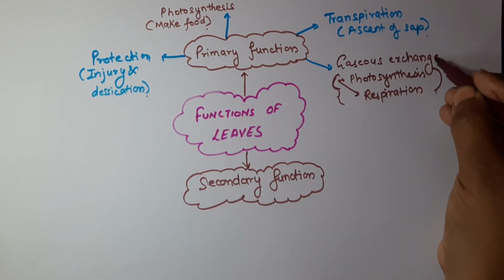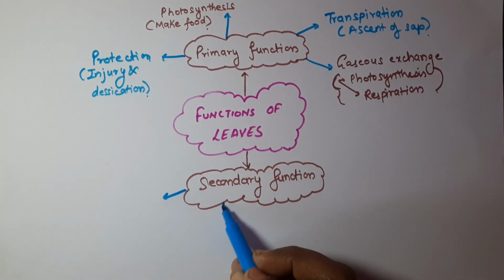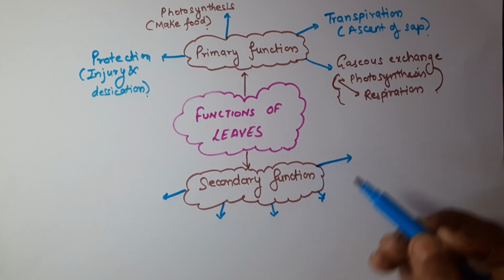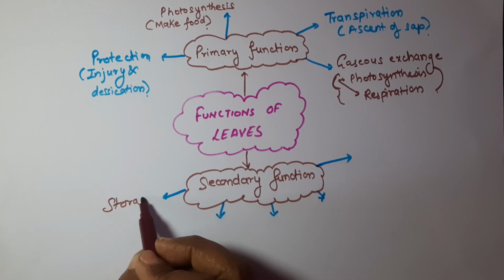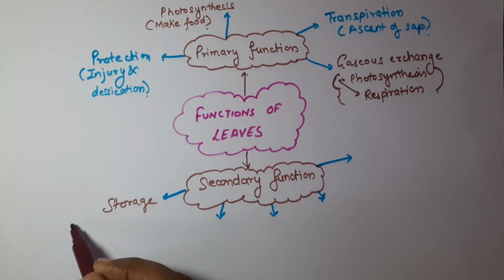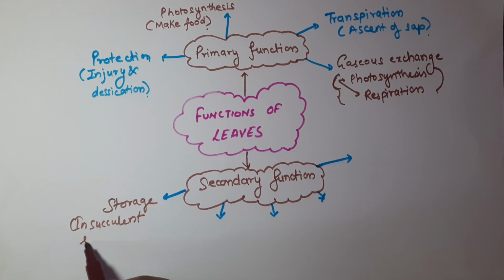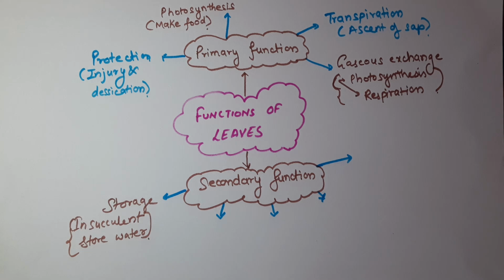Now let's talk about the secondary functions. There are five secondary functions of the leaves that they perform in addition to their primary role. The first one we are going to talk about is the storage function. In succulent plants, the leaf will store water also. So this is the first additional or secondary function of the leaf.